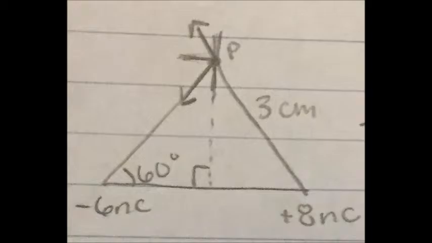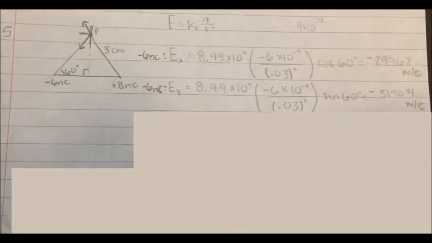Looking at this diagram, we're able to determine where the direction of the electric fields will be pointing. We know that negative electric fields pull towards a point, while a positive field will push away from a point. Because we know it's an equilateral triangle, we know that every vertex is 60 degrees. With this knowledge, we are able to split up the electric field vectors into x and y components.